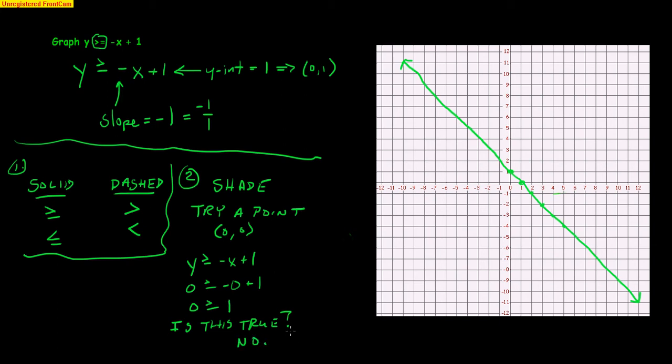That tells me which side to shade. So I try a point over here on this side of the line. If it came up true, I would shade that side of the line. I would shade the same side. But since I tried a point here and it didn't come up true, then that tells me go to the other side. So in this case, I shade over here.